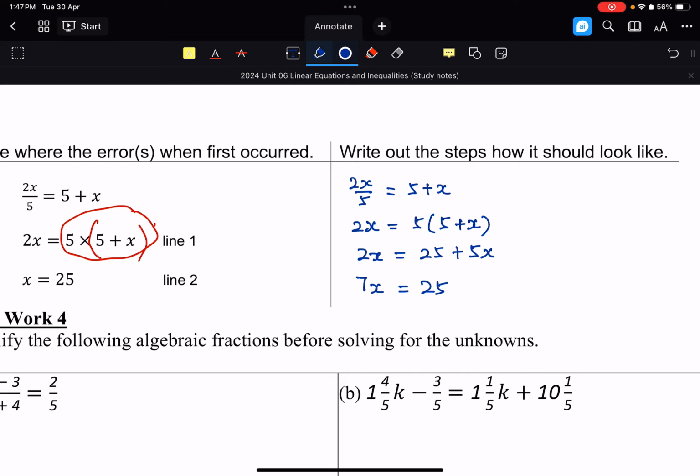Wait, did I get that right? No, I did not get that right. Let's bring it back. 2 minus 5 is negative 3x equals 25. So x is equal to 25 over negative 3. x is equal to negative 8 and 1/3.